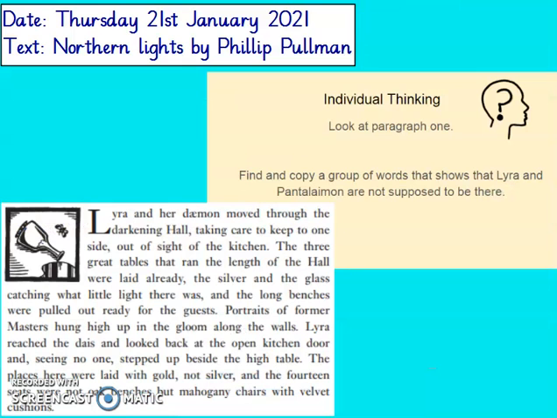So let's think about paragraph 1. Your first task is to find and copy a group of words that show that Lyra and Pantalaimon are not supposed to be there. I would love to know what these daemons actually are and what is going on in this story, and that is why I am going to find this book and read the rest of it. But for now, concentrate on your task, which is find and copy a group of words that show that they are not supposed to be there. Pause the video, find the group of words, write them in your home learning booklet, and then come and join us back in the video.